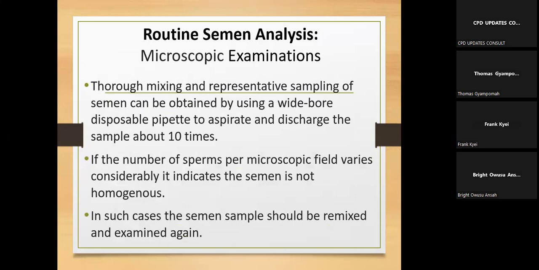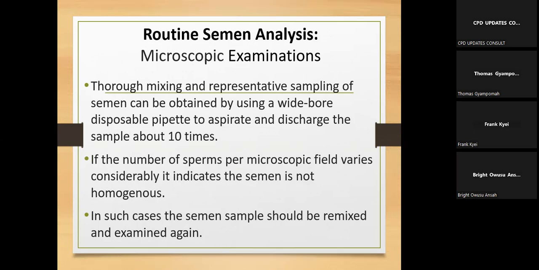So thorough mixing and representative sampling of semen can be obtained by using a wide bore disposable pipette to aspirate and discharge the sample about 10 times. All that it means is that if you have a sample, instead of shaking it in an attempt to mix, what you can also do is to use a transfer pipette, the plastic types. You know that they have a larger bore. I mean, the outlet is big enough.